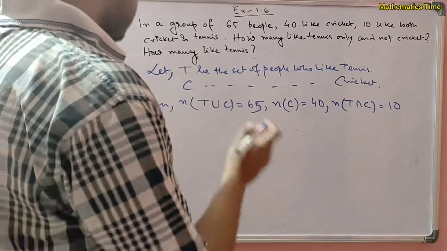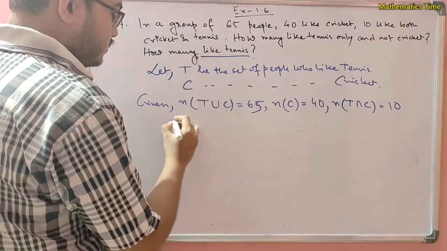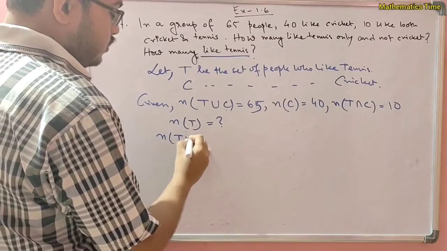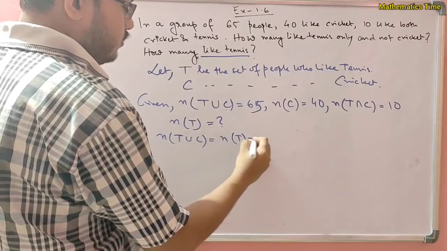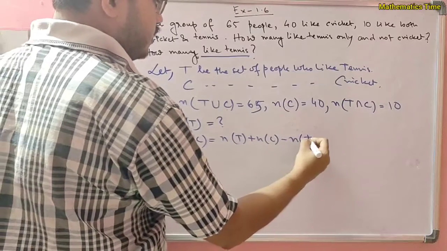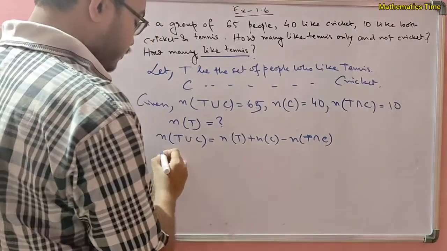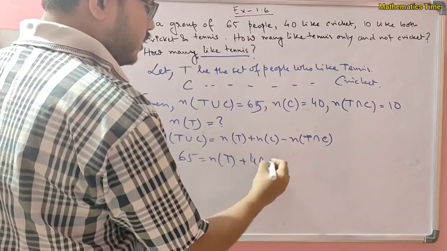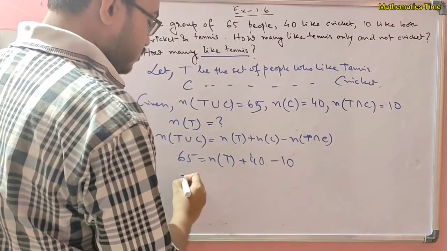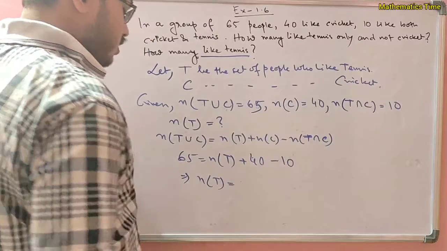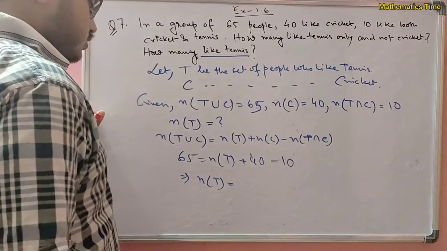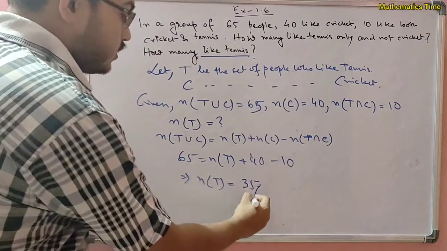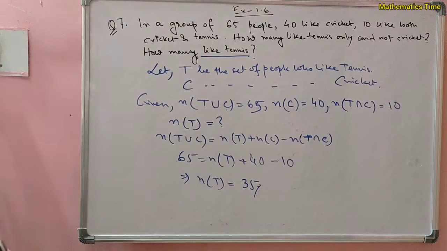So how many like tennis only and not cricket? Let us first find out how many like tennis. We have to find n of T. As per the formula, n of T union C is n of T plus n of C minus n of T intersection C. So it's given 65, n of C is 40, and n of T intersection C is 10. So n of T is equal to 65 minus 40, that is 25, plus 10, that is 35. So that is the number of people who like tennis.